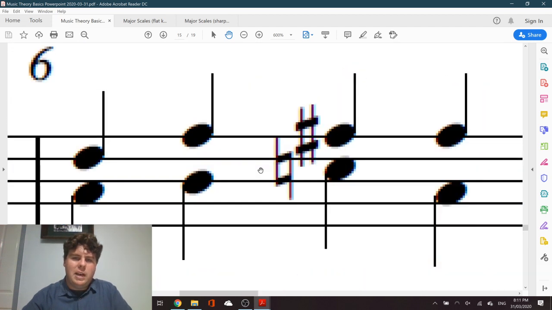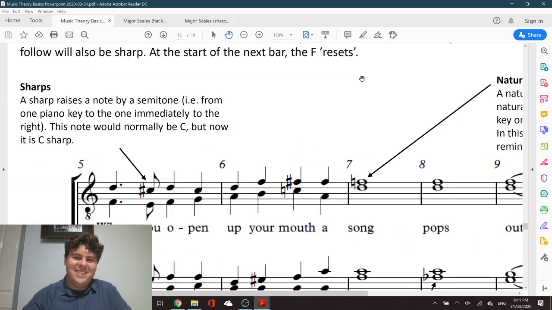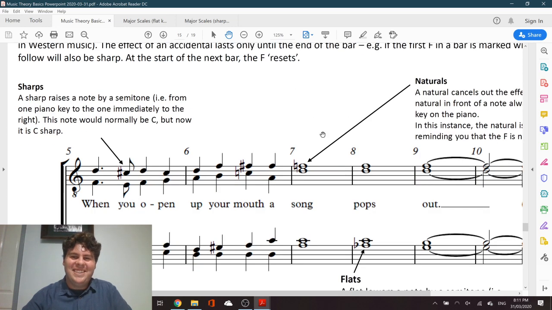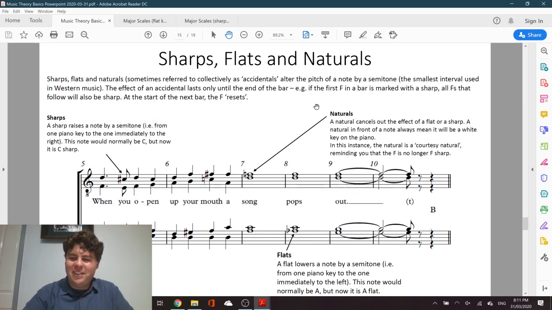Some of you know Alex Morris. Some of you know he's got a tattoo of a natural sign somewhere on his body. So you can ask him about that next time you see him.